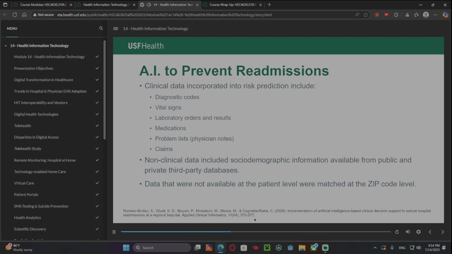Clinical data is incorporated into the risk prediction model, including diagnosis codes, vital signs, lab orders and results, medications, the physician notes, and any claims sent to managed care plans. Non-clinical data, including socio-demographic information, available from public and private third-party databases can also be incorporated. And data that were not available at the patient level can be used to match at the zip code level, such as areas with high levels of poverty, to predict readmissions.